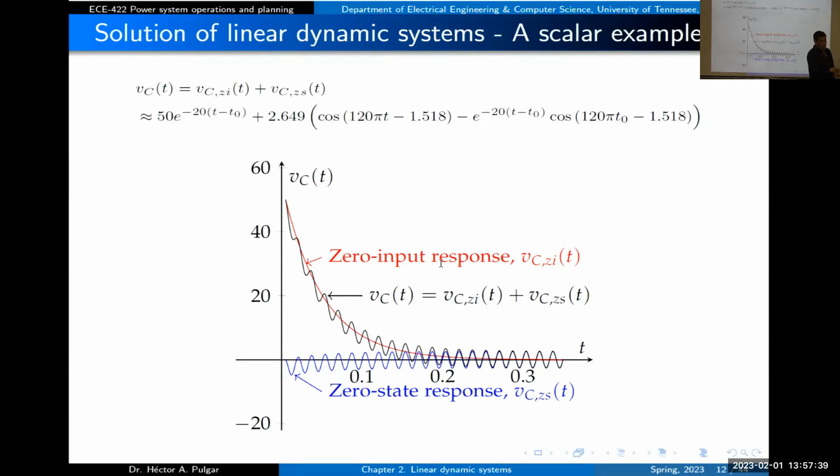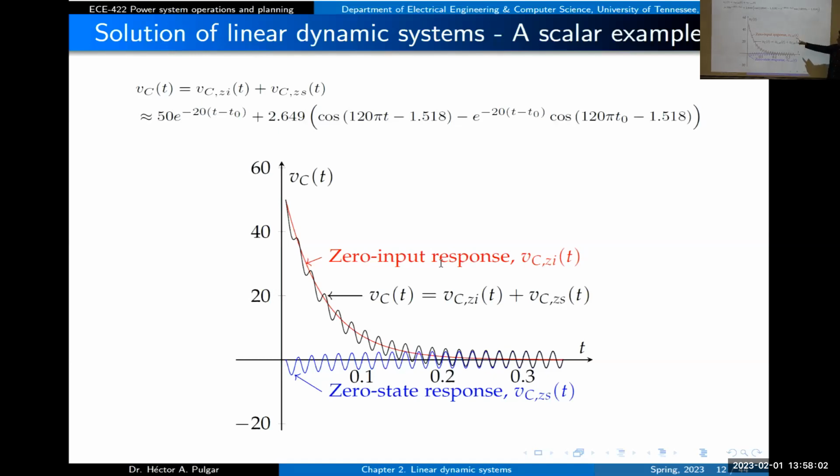Yes? So for any stable system, after a long amount of time, will the combination of the zero input and the zero state response always match? Like here, we see that the combination of the zero input response and the zero state response dies into the form of the zero state response. Is that always true for every stable system?